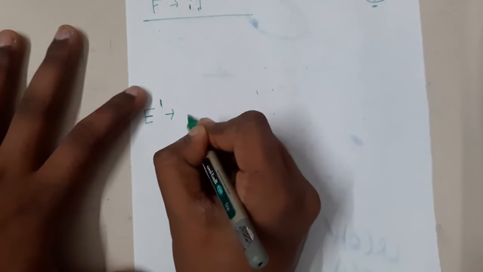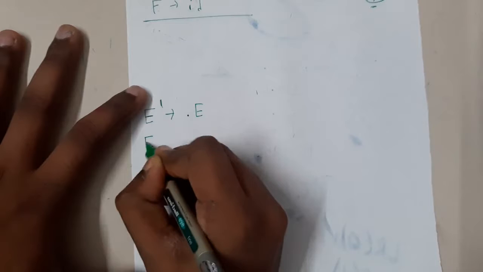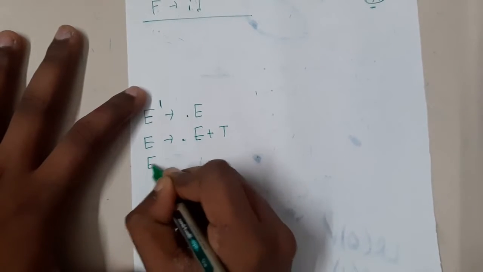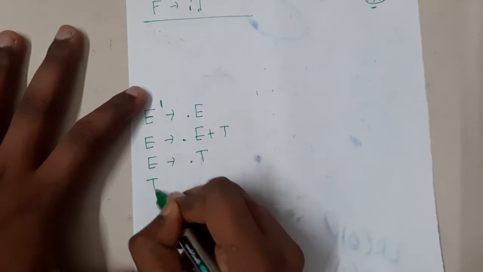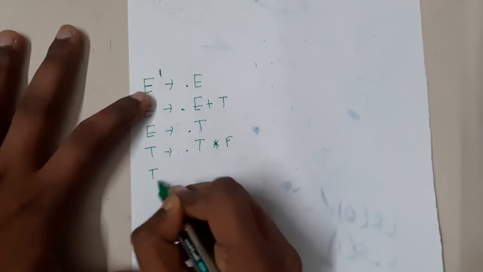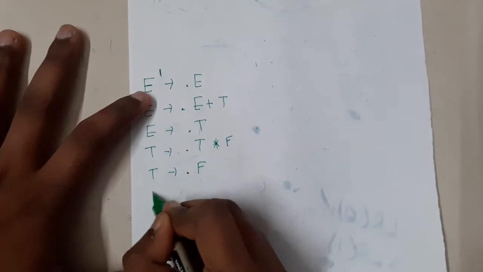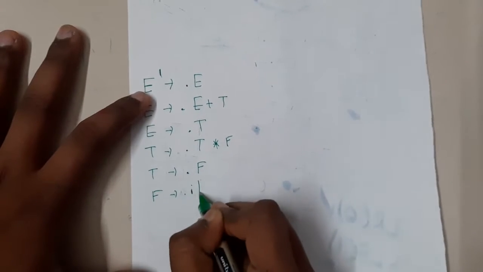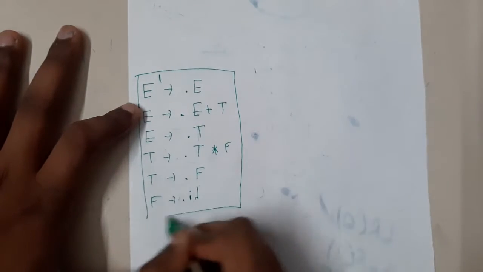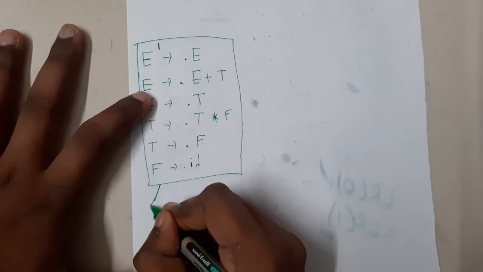So E dash implies dot E. From E I can generate dot E plus T, and similarly dot T. From T I will generate dot T star F, and similarly dot F. From F I am going to generate dot ID. So indirectly everything has been generated here. Let me start with the small things below.